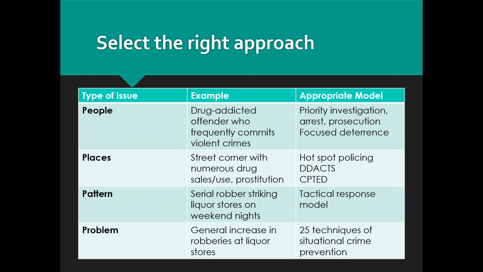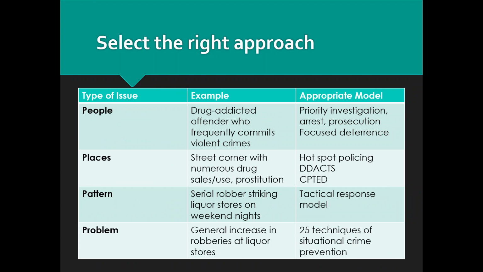For focusing on patterns, we have something called the tactical response model that looks at the characteristics of the pattern and tries to find the right tactic among 3 avenues: apprehending the offender, hardening the target, or suppressing the crime through additional guardianship. And unfortunately, I don't have time to get into that in more detail right now, but I'll show you a resource at the end of this presentation where you can read more about that.